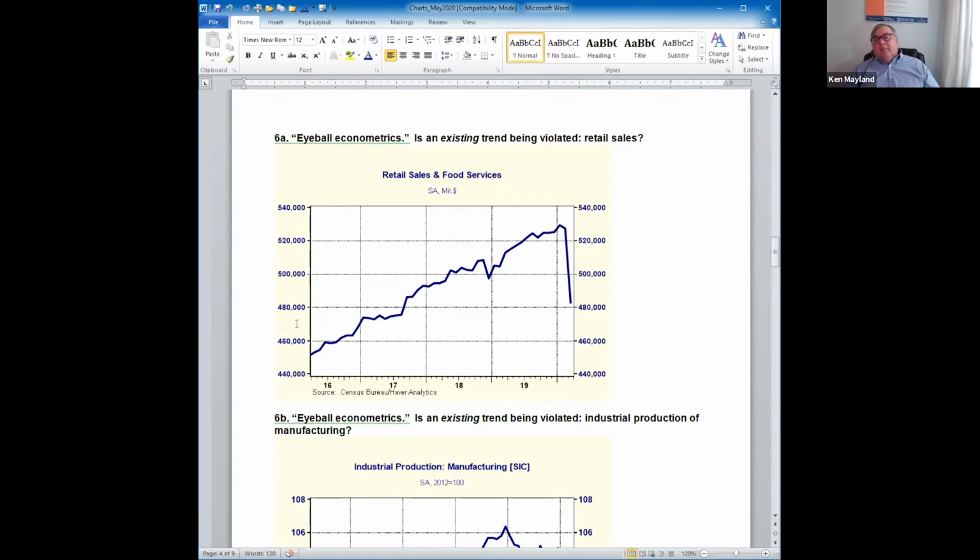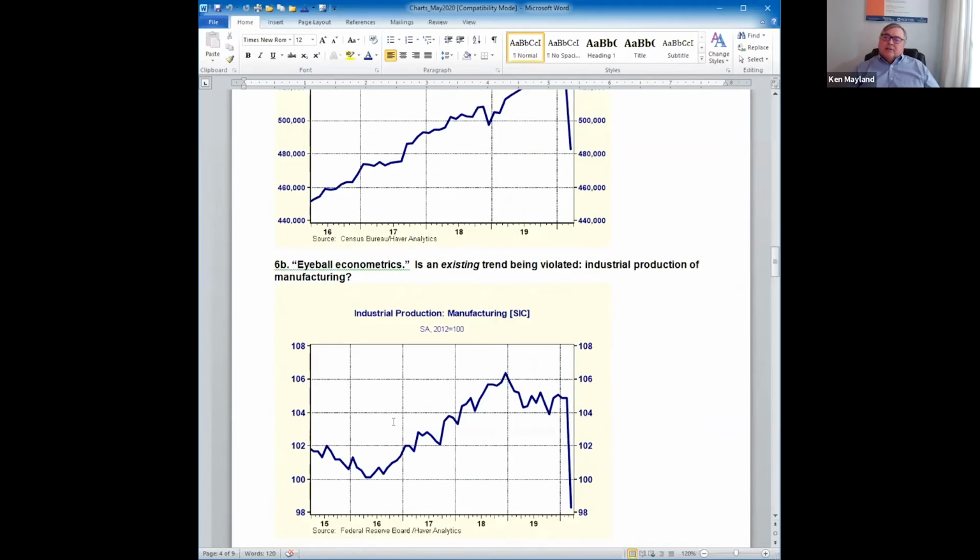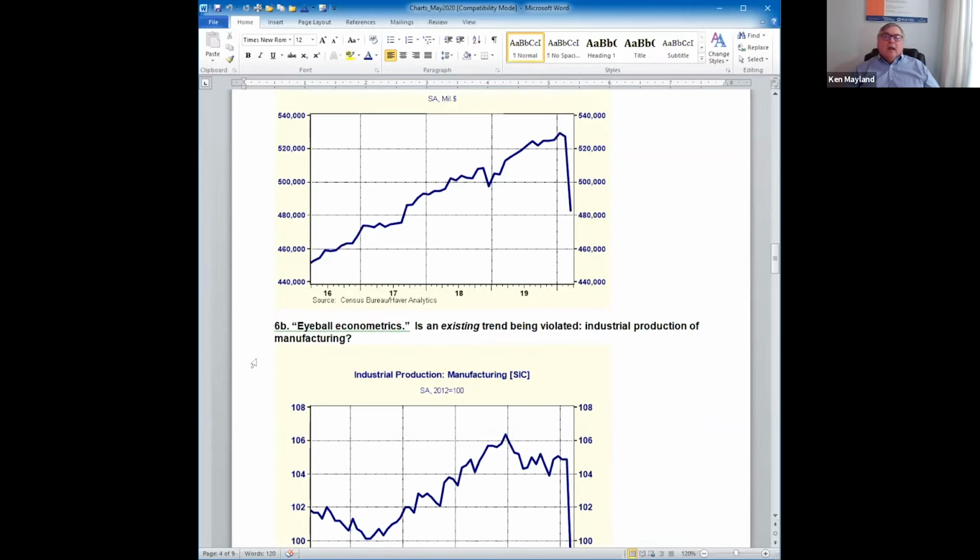And what I mean by eyeball econometrics is you just plot out the monthly numbers as they are released. I think the Census Bureau reports retail sales. Industrial production is reported by the Federal Reserve. You just simply plot these out over time, monthly, and you just use your eyeball. Again, regardless of what the number is or what the latest monthly percent change is, you just plot the levels, and your eyeball will detect those trends very quickly.